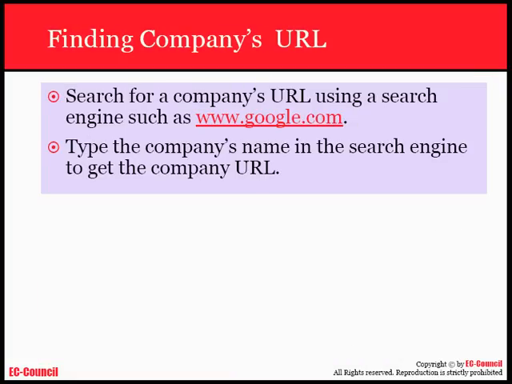So how do you find the company's URL? Well, it's easy enough. Just simply go to Google. Once you go to Google, type in the company's name in the search engine, and then you're probably going to get back the company's URL.